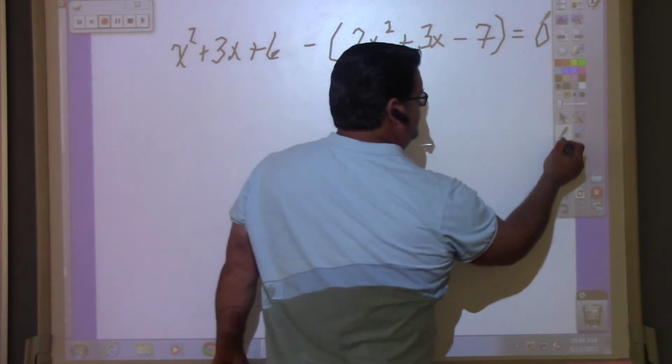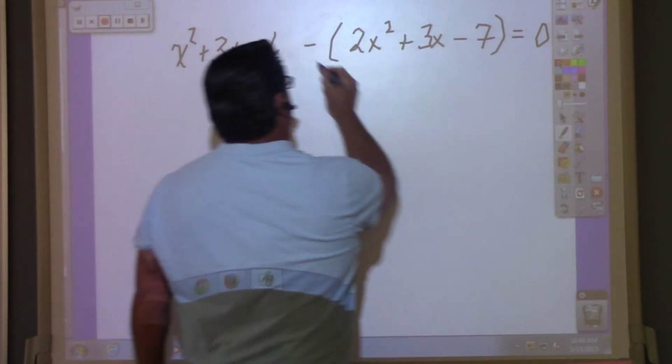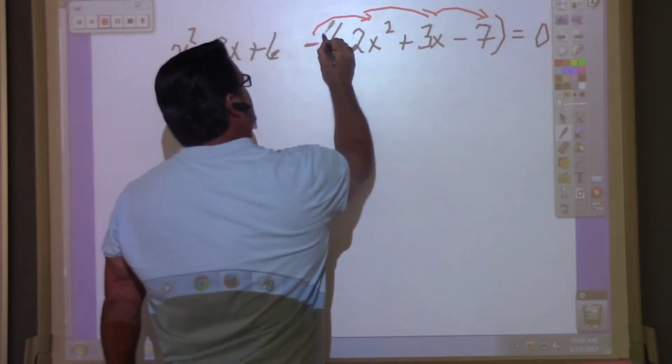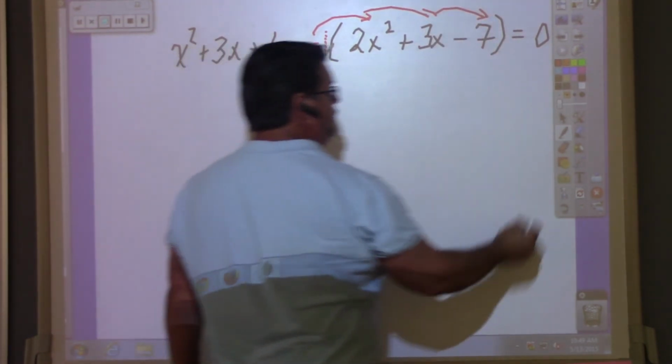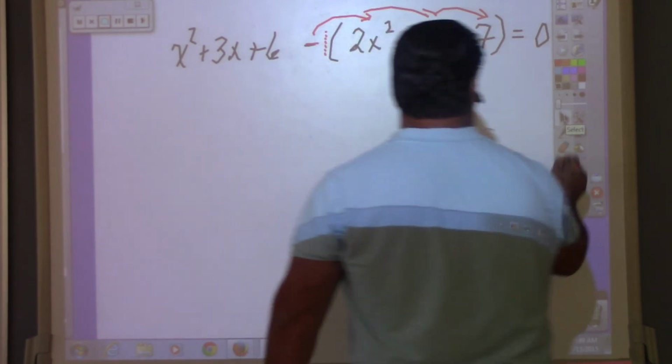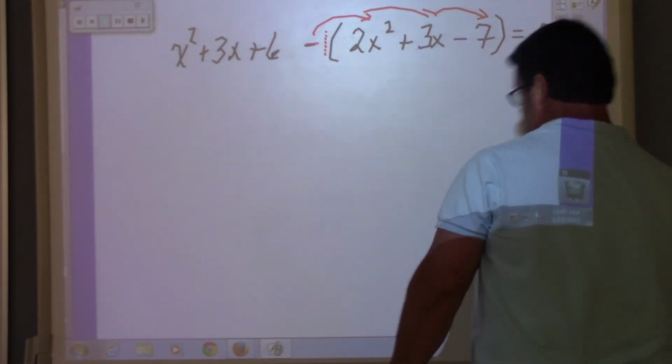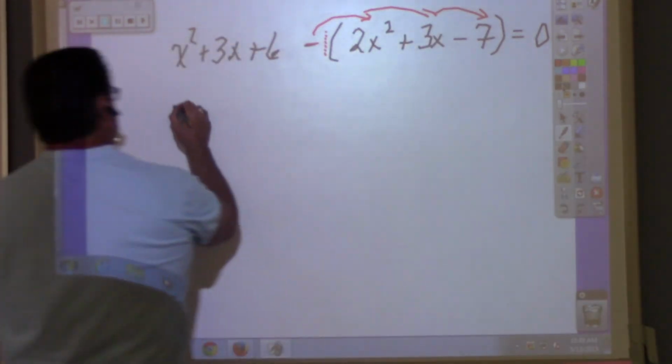Distribute, turn this negative red. And that's a negative what? 1. Don't say 0 because 0 will take out the whole second term. So x squared.